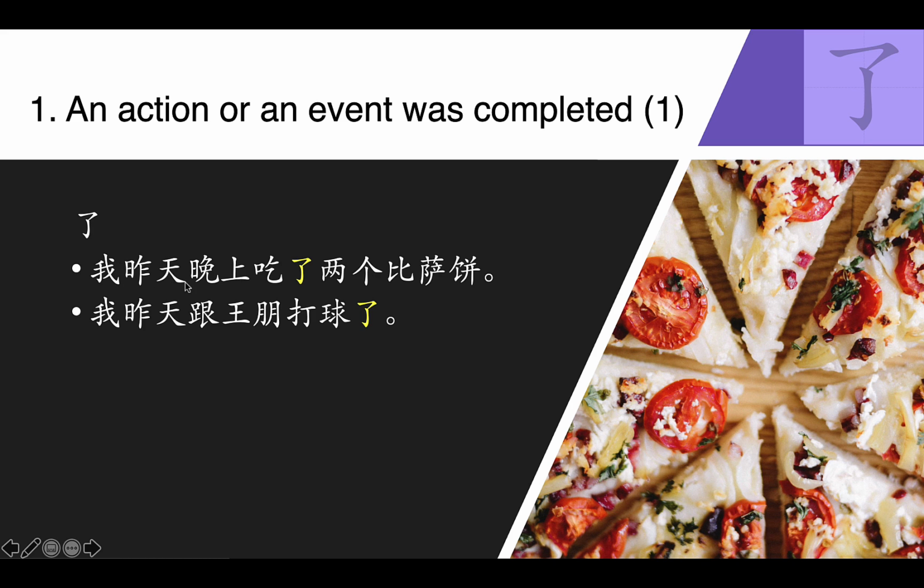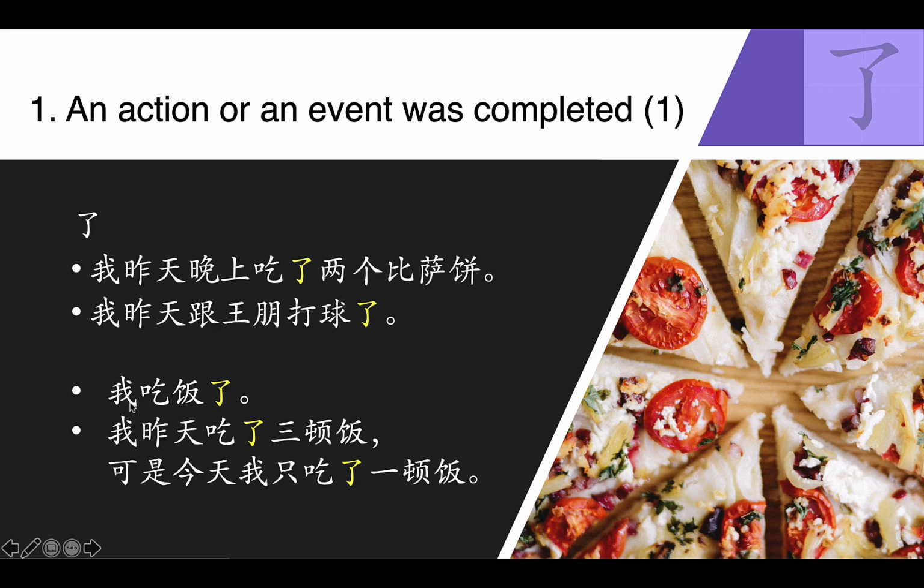For example, 我昨天晚上吃了2个比萨饼 pizza 比萨饼。我昨天跟王鹏打球了. So we use 了 to indicate this action has been completed. Okay, another set of examples. 我吃饭了。我昨天吃了3顿饭。3顿 is the measure word for meal. 可是今天我只吃了1顿饭.